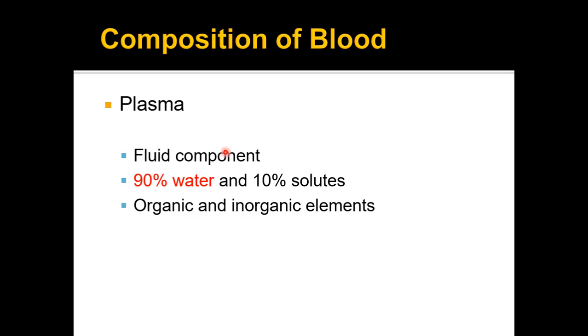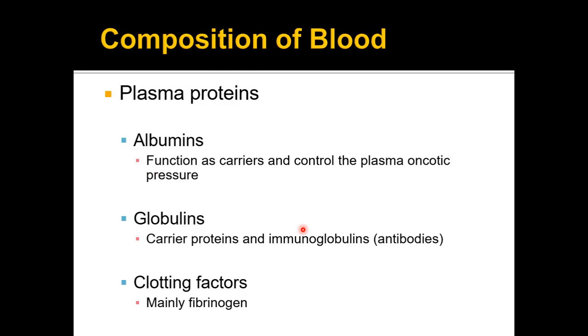Plasma itself is basically the fluid component of blood. I've got here 90% water. I know in the picture earlier on, just a few slides ago, it said 92%. I'm not really nitpicky about the percentages here. Just realize that plasma is mostly made up of water, and of the blood solution, more than half of it is plasma, so it's a water-based solution. And dissolved within that plasma, we've got organic proteins and inorganic elements like electrolytes and so on.